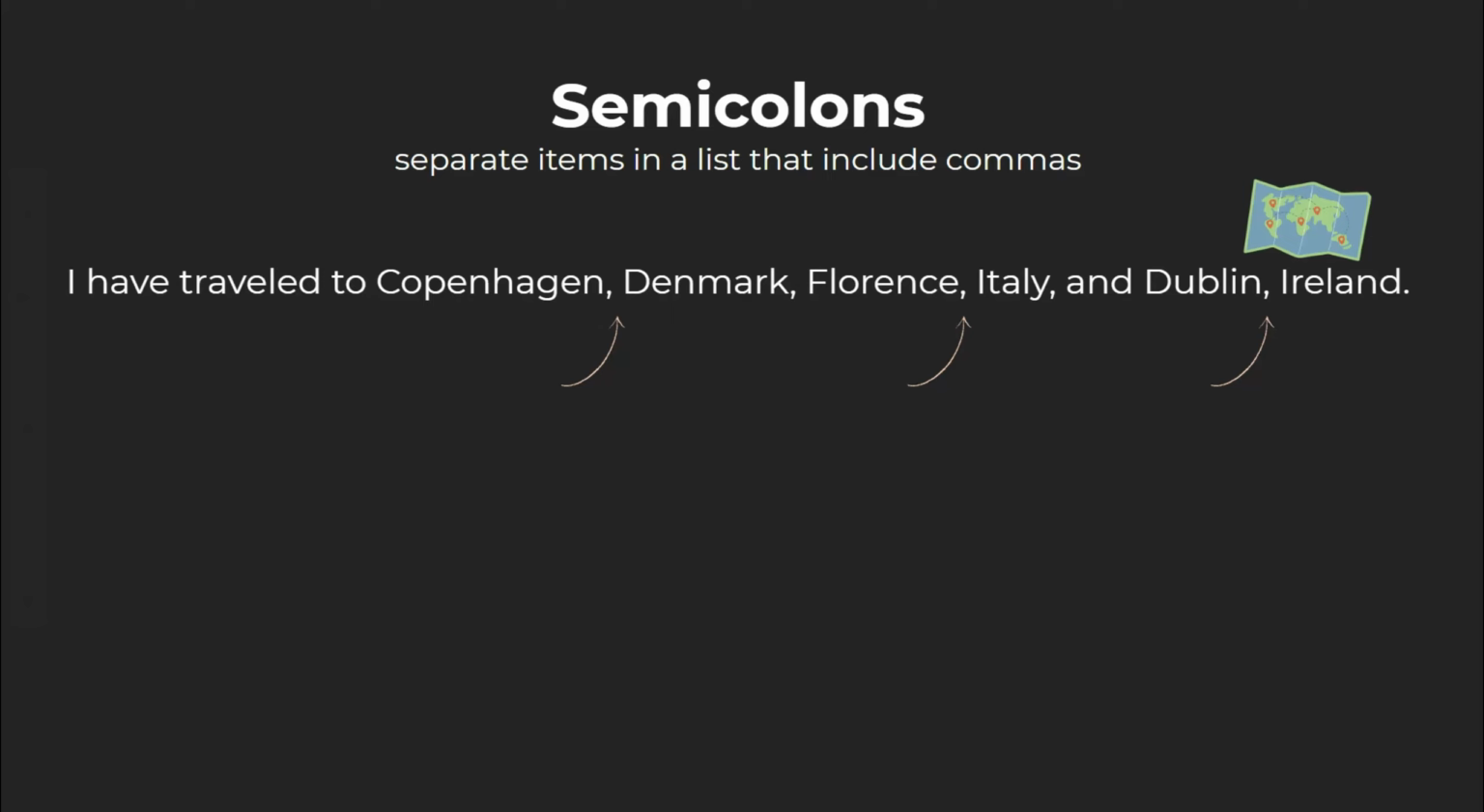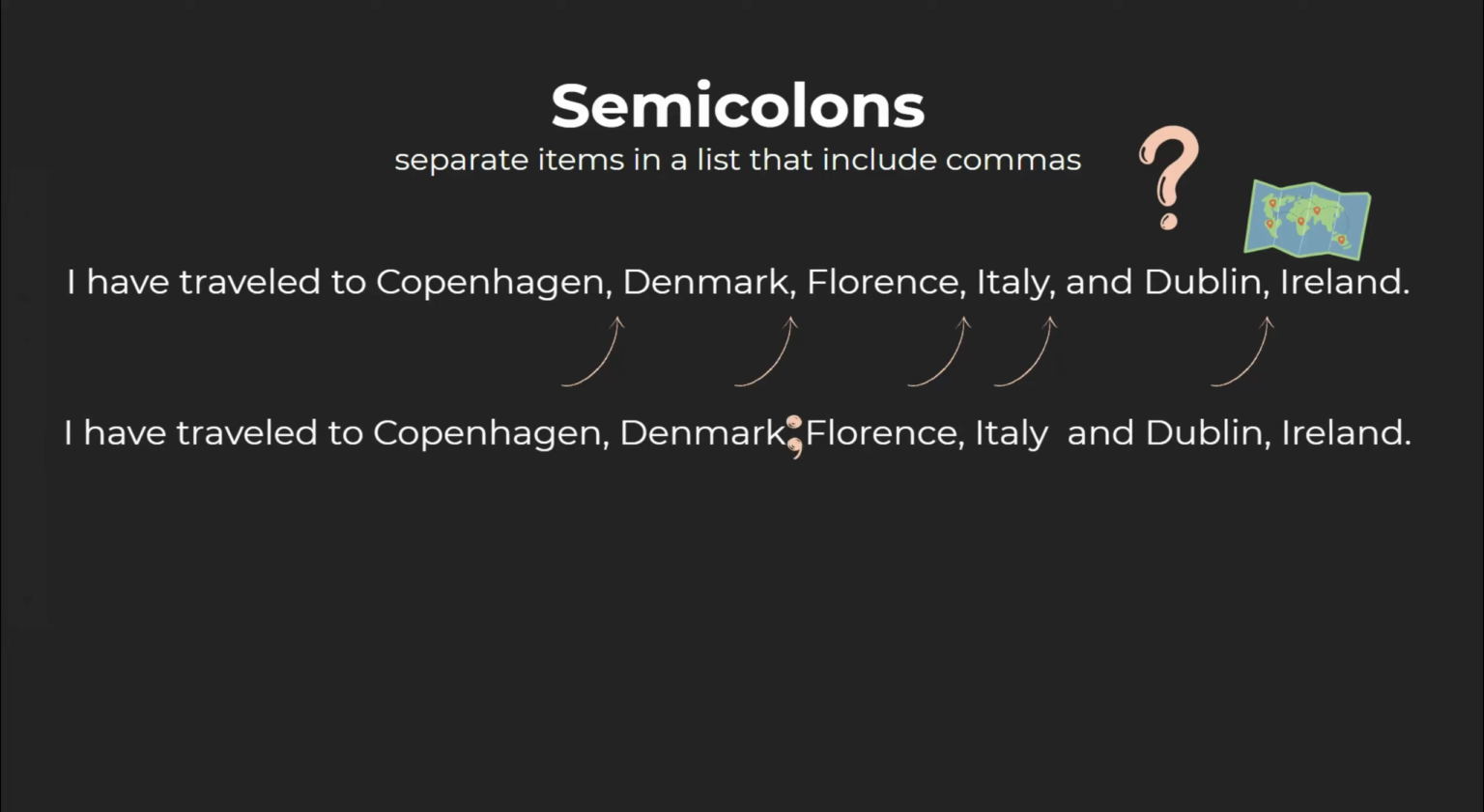However, when we also use a comma to separate these destinations, it becomes hard to tell where one entry ends and the other begins. Therefore, in this instance, we would use semicolons to separate these entries. I have traveled to Copenhagen, Denmark; Florence, Italy; and Dublin, Ireland.